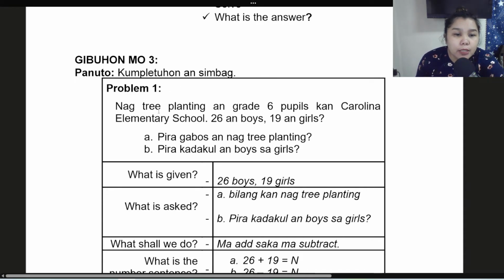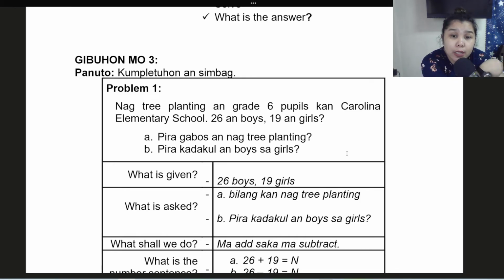Problem 1. The Grade 6 pupils of Carolina Elementary School did tree planting. 26 are boys, 19 are girls. How many in all planted trees? How many more are the boys than the girls? So there are two questions. Remember how many in all? It means you need to add for part A. But for part B, how many more are the boys than the girls, we are after the difference. So how many more are the boys than the girls? This time, we need subtraction.